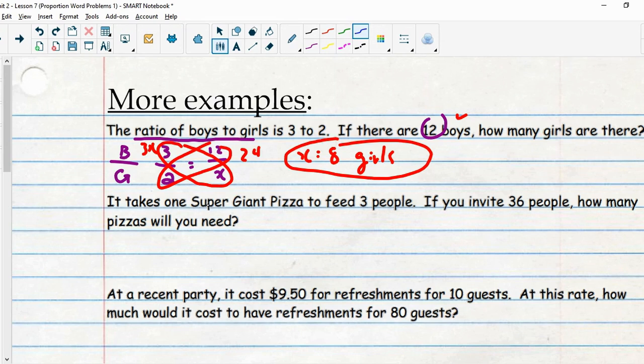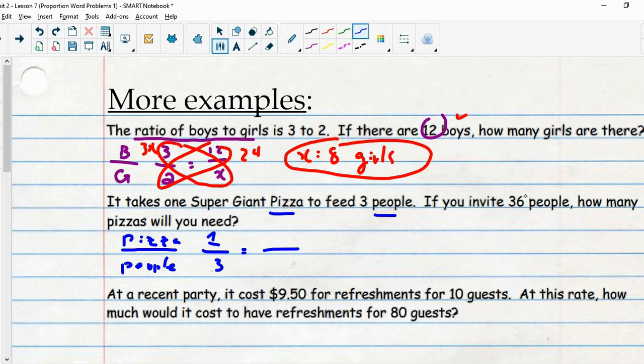It takes 1 supergiant pizza to feed 3 people. So what am I comparing here, by the way? Yeah, pizza to people, right? So I'm going to write pizza on the top. You can write pizza at the bottom if you want to. Doesn't change anything. Now, one pizza feeds 3 people. So you see how I'm just taking the facts and setting it up as a proportion? That's all.